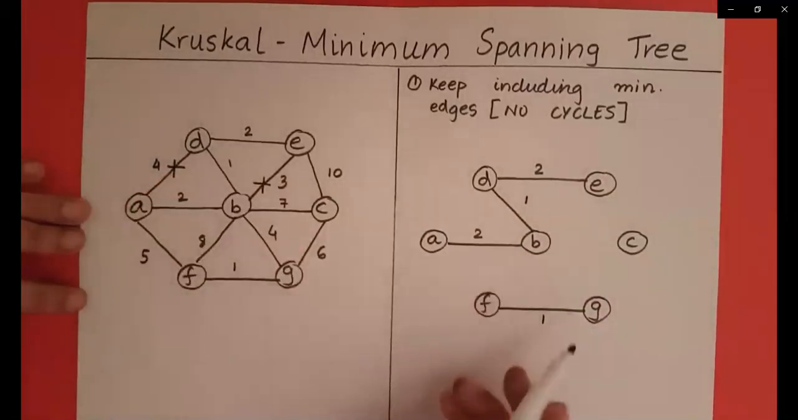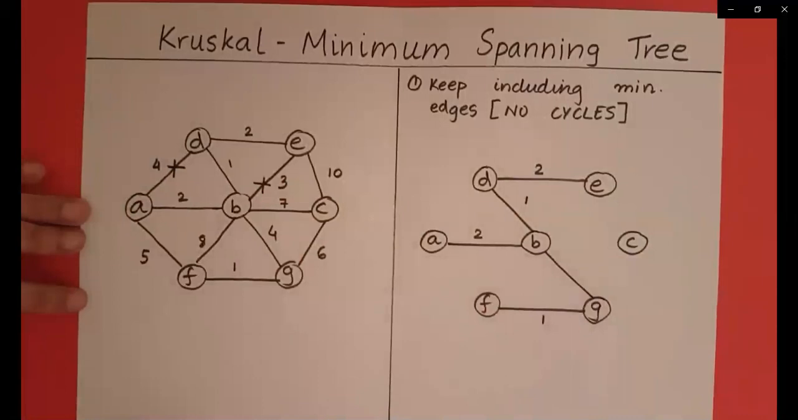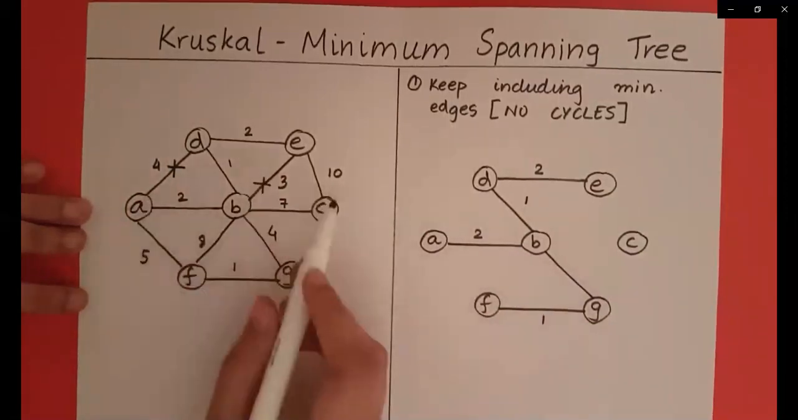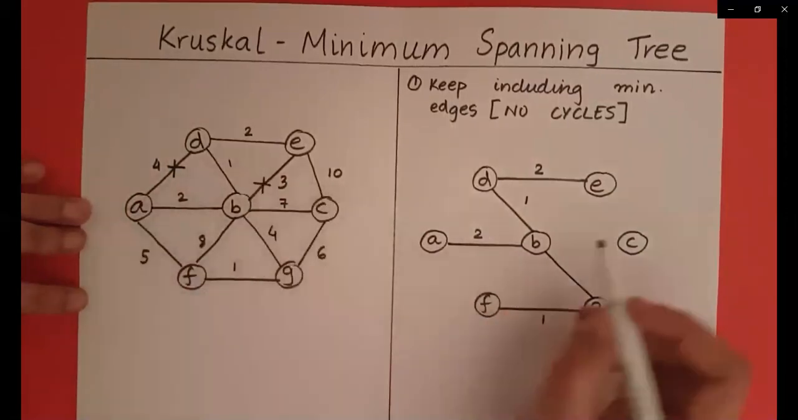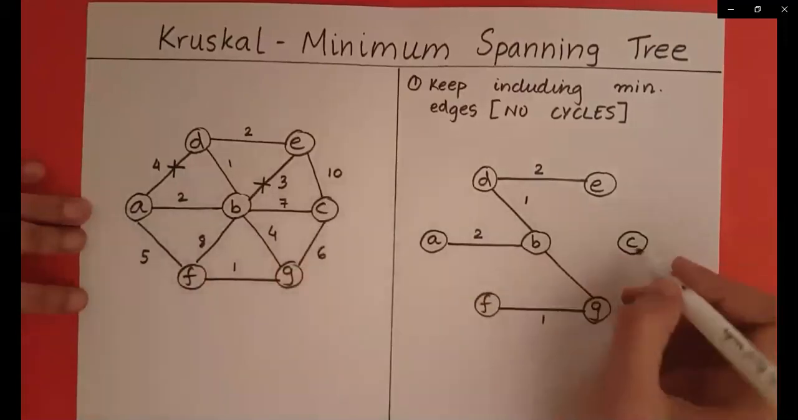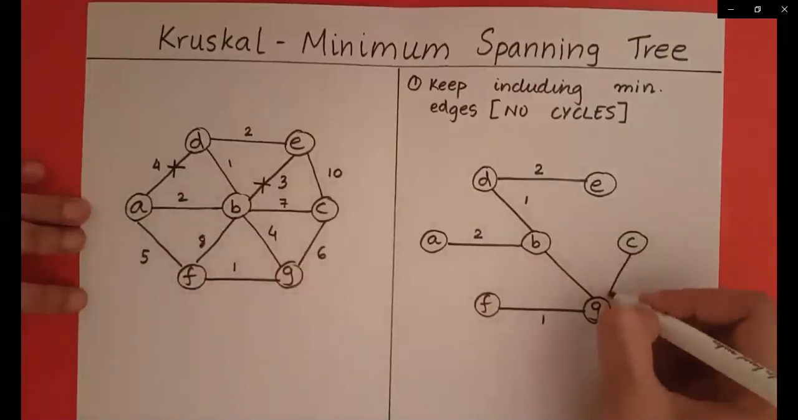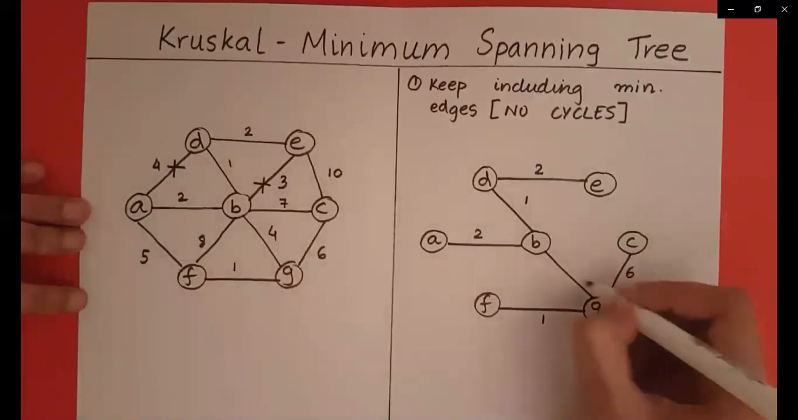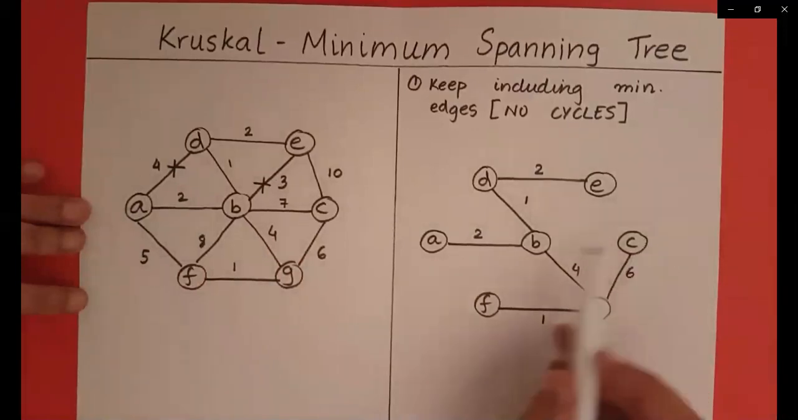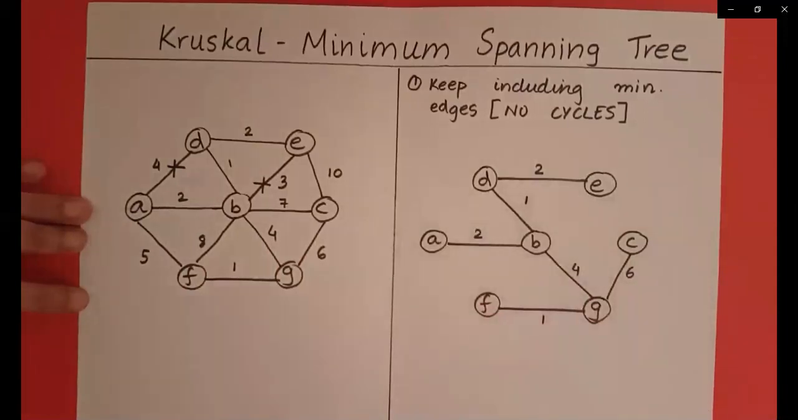Next B to G. Does it form a cycle? No. So we are considering it. What is the value of it? The value is 4. Next, what is the next value? 5. It forms a cycle, so we are just discarding A to F. So we are going to the next one, which is C to G, whose value is 6. Okay, so now how many steps have you finished?